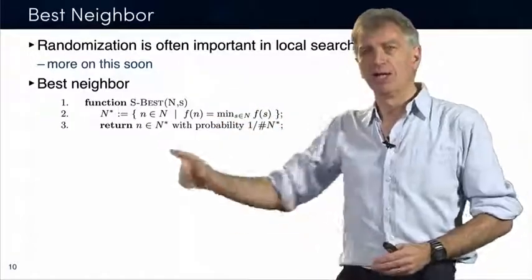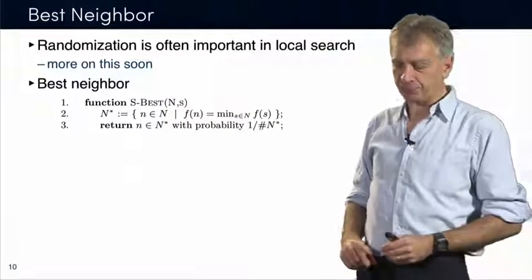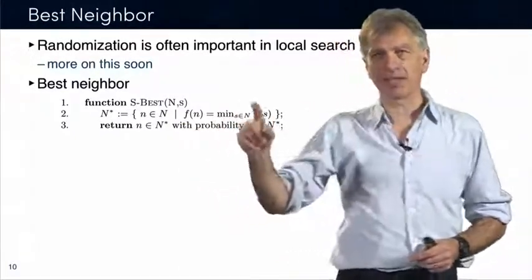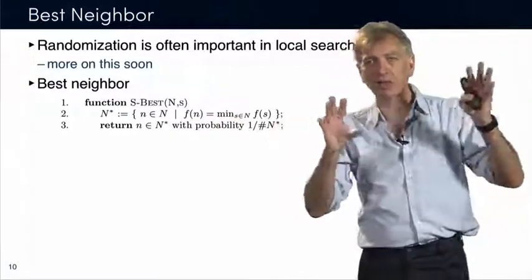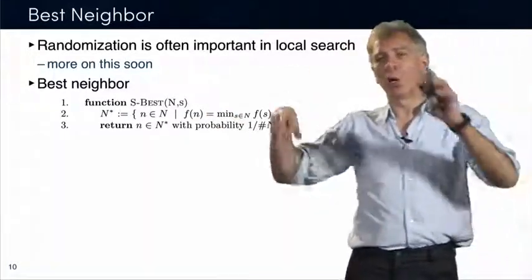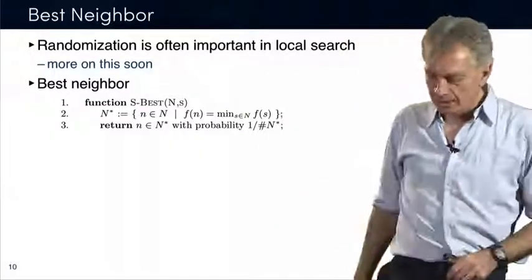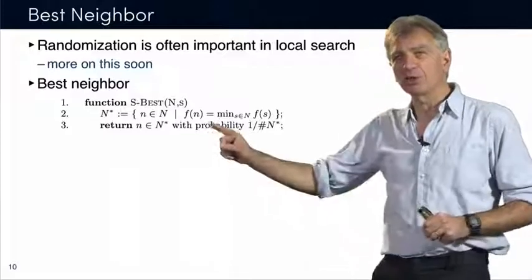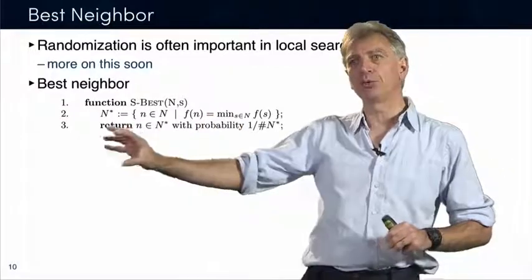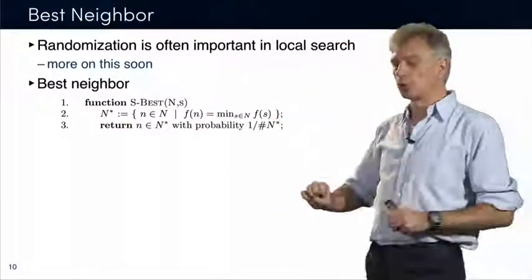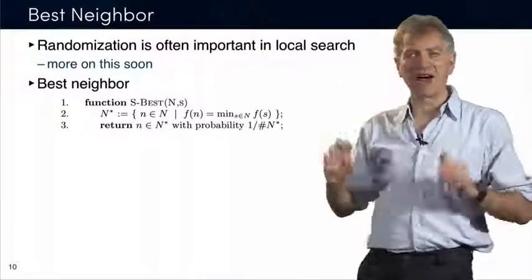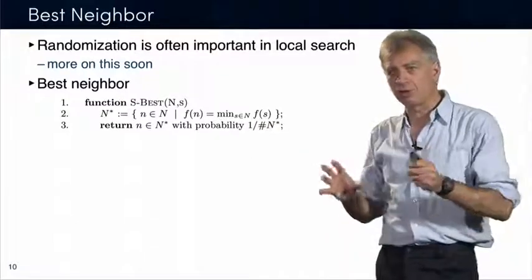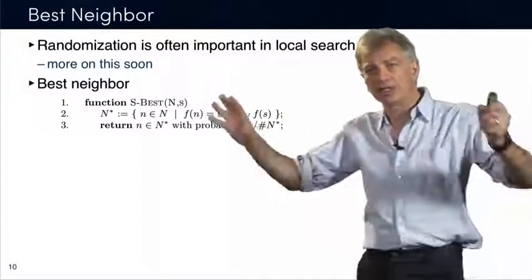Okay, and so what you do is, if the number of neighbors is the cardinality of N star, which are the best neighbors, you want to select one of them with a probability which is 1 over the size of these best neighbors. Okay, so in a sense what you do here is you compute all the best neighbors, and then you basically choose one of them in a uniform random fashion. Okay, and so we often do things like this because it gives you ways to actually not go always to the same place, but it gives you more variety.